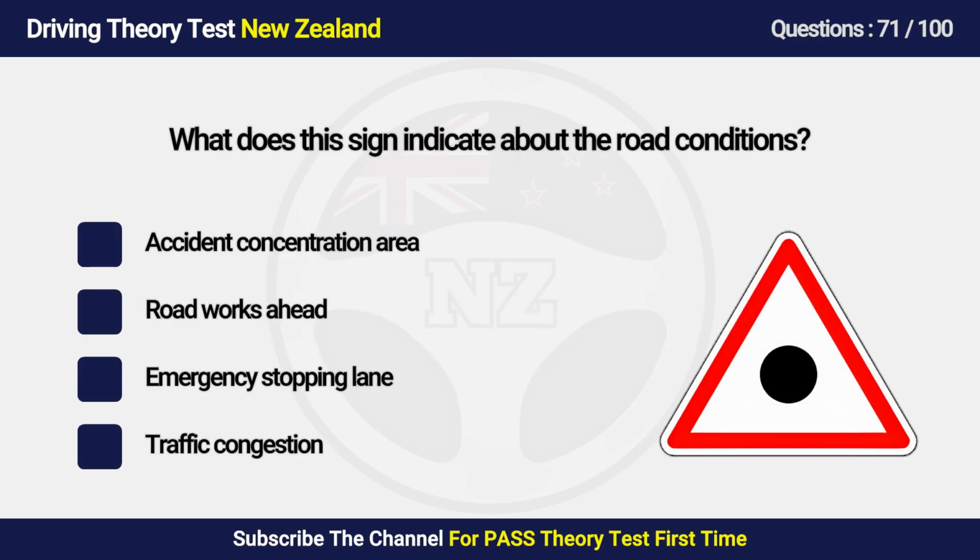A. Accident concentration area. B. Road works ahead. C. Emergency stopping lane. D. Traffic congestion.